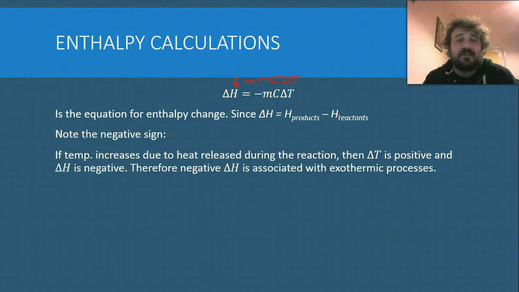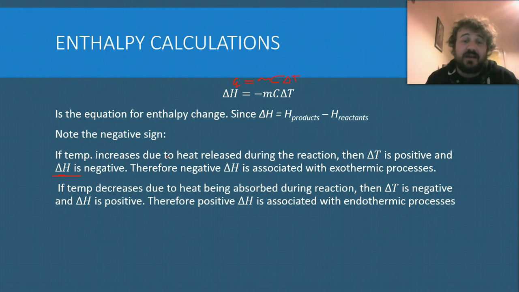Basically, if the temperature increases during a reaction, then delta T is positive, and delta H is negative. So in an exothermic reaction, because temperature increases, delta H is negative. If the temperature decreases because energy is absorbed during the reaction, so it's taken away from the calorimeter, then delta T is negative and delta H is positive. So basically, a positive delta H is associated with endothermic processes.